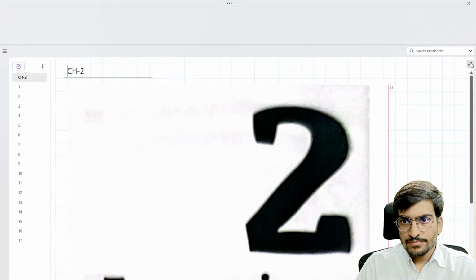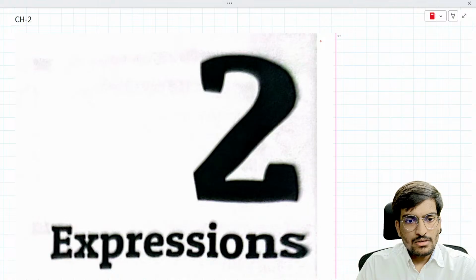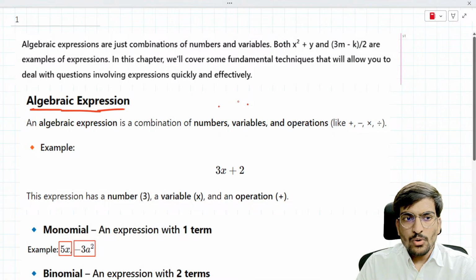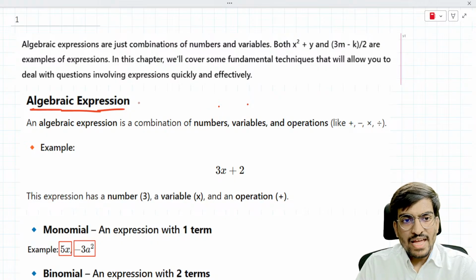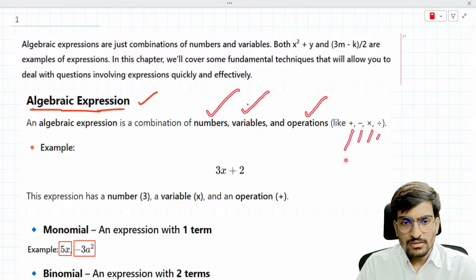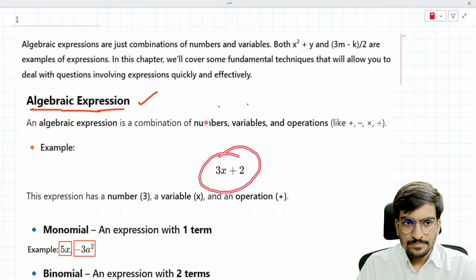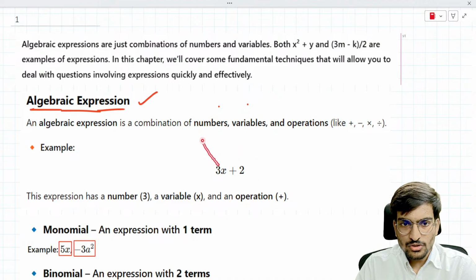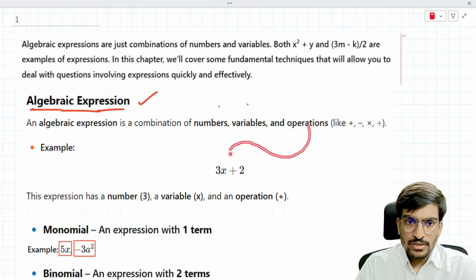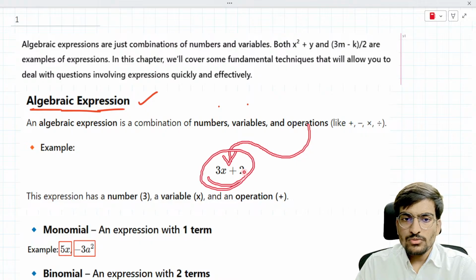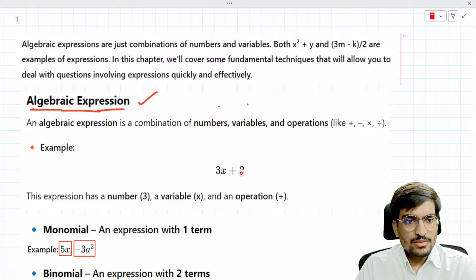So we are going to start with expressions. What do you mean by an expression? An algebraic expression is nothing but a combination of numbers, variables, and operations. Operations are positive, negative, multiplication, and division signs. Here you can see clearly an algebraic expression is a combination of constant numbers and variables, which is x, and an operation sign, which is positive. If you see a combo of this, we say that this is an algebraic expression.